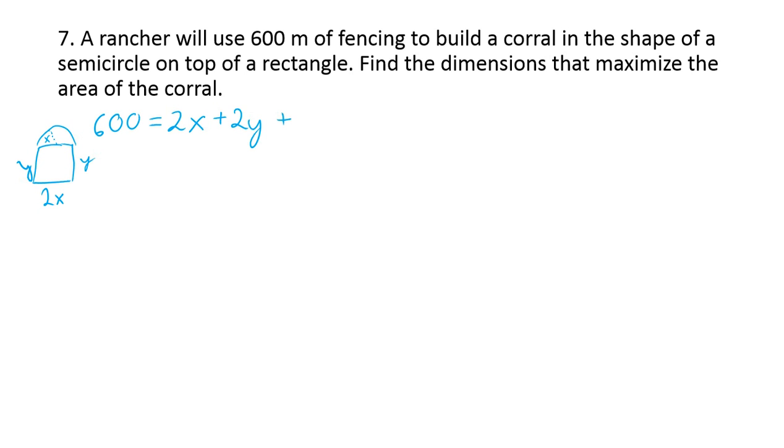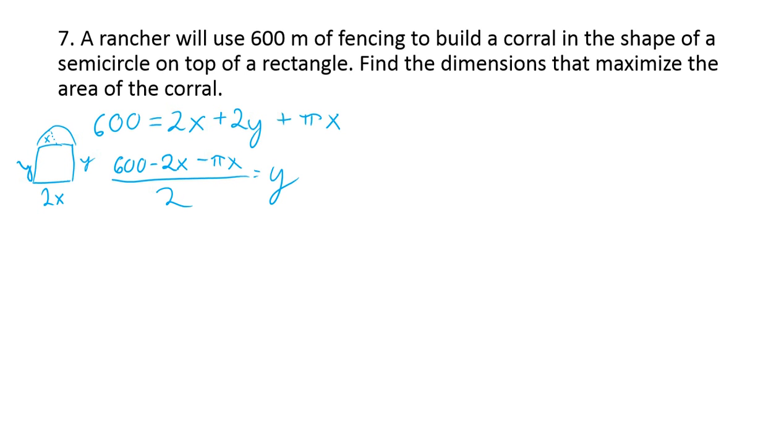And so the circumference of a circle is 2 pi r, or in this case it'd be 2 pi x. Half of that would just be pi x. So pi x would be that. Now what we're going to do is solve for y. It's going to be the easier one to solve. And that gets us 600 minus 2x minus pi x, all over 2, is equal to y.